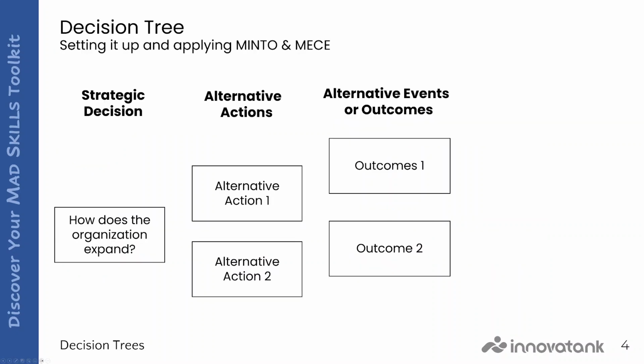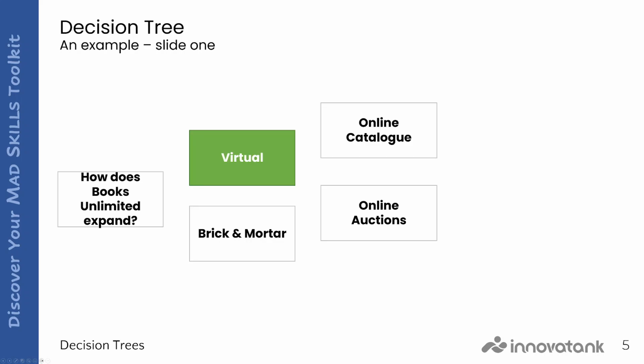And this is what it looks like. We've got a strategic decision up front, and here it's a fairly short decision tree. We've got all alternative actions, and then the alternative events or outcomes that we have. And so if we take a look at that, here's an example of how does Booksome expand.